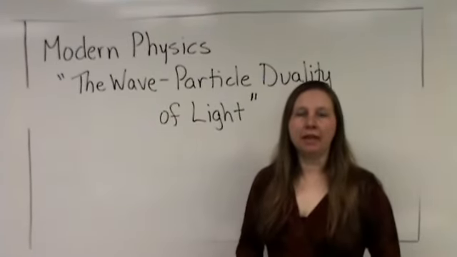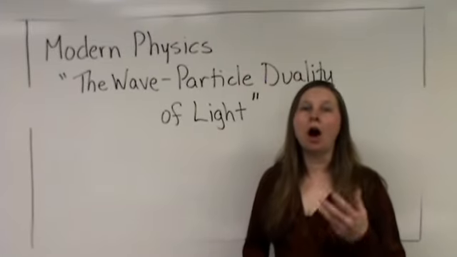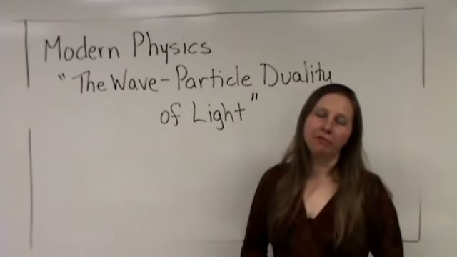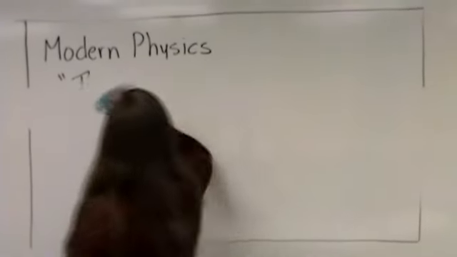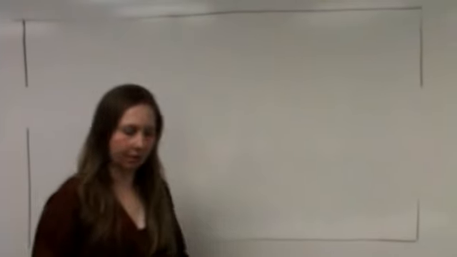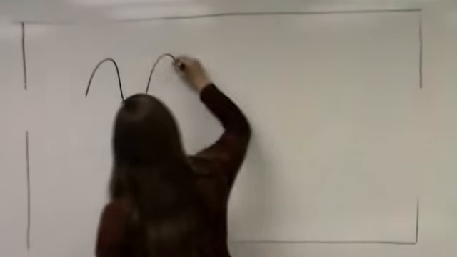Back in the 1800s, the late 1800s, scientists were arguing over whether light was more like a wave or more like a particle. At that time, they hadn't done enough experiments yet to determine whether light was a wave or light was a particle. We know that a wave of light looks like this.